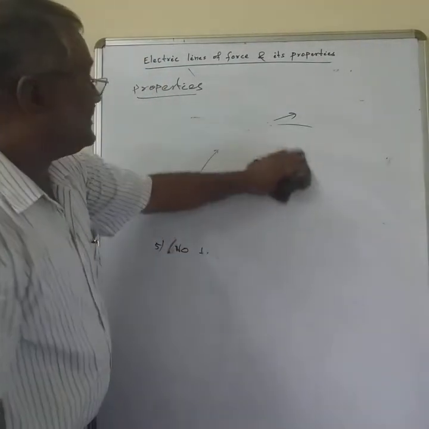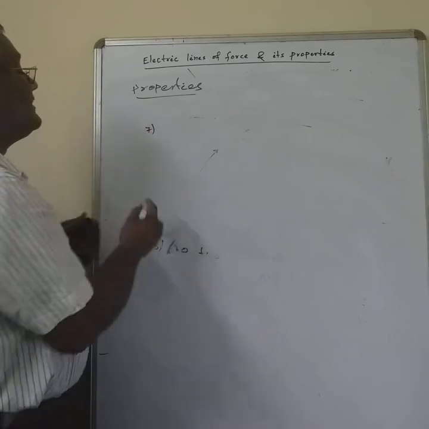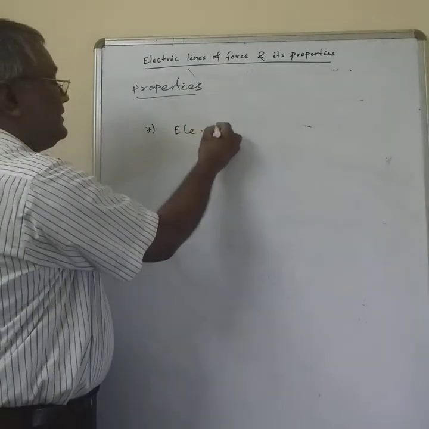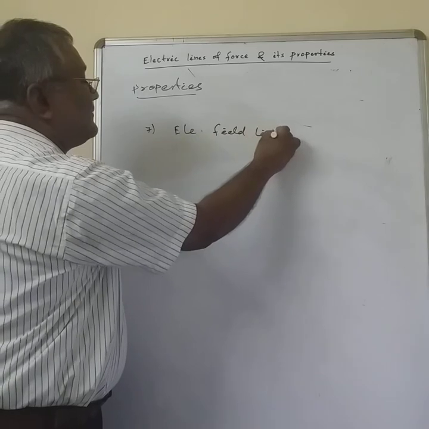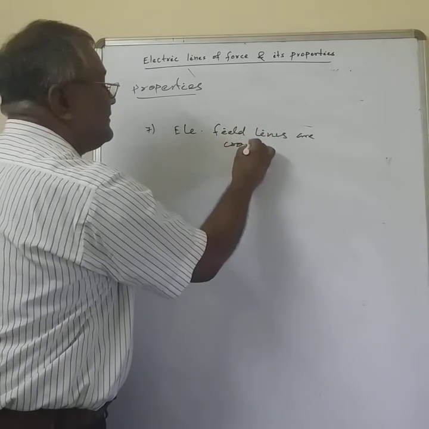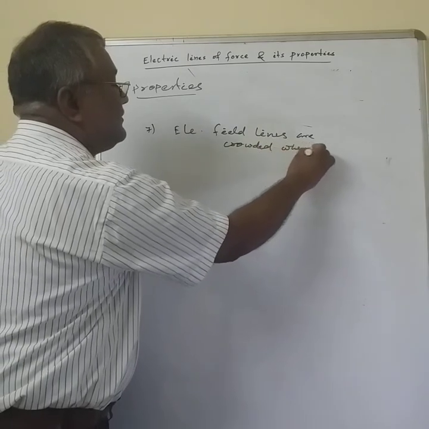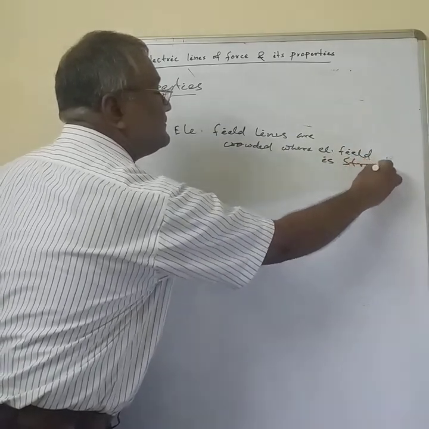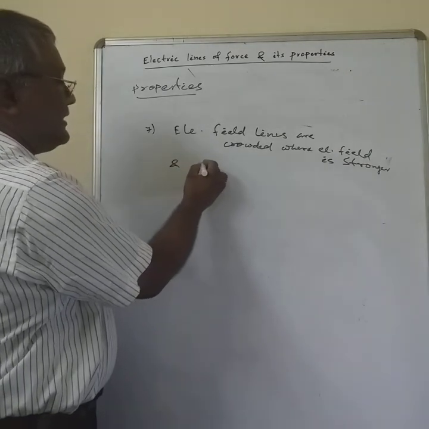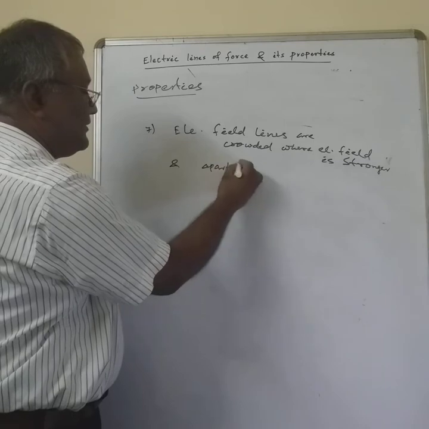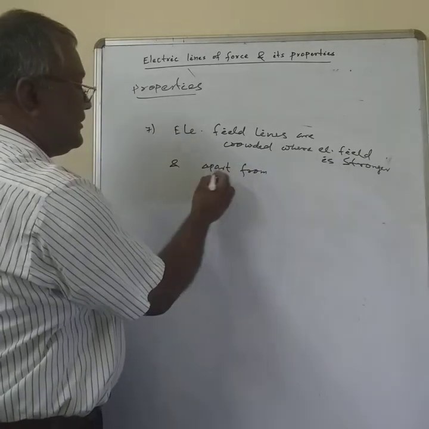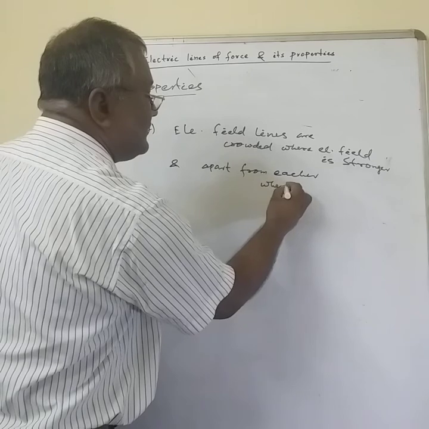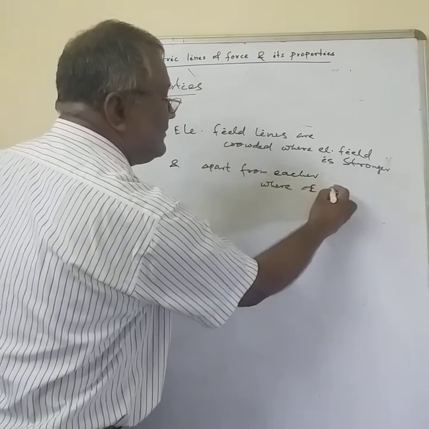Then, next property, the seventh property, that is: electric field lines are crowded where the field is stronger, and electric field lines are farther apart from each other where the electric field is weaker.